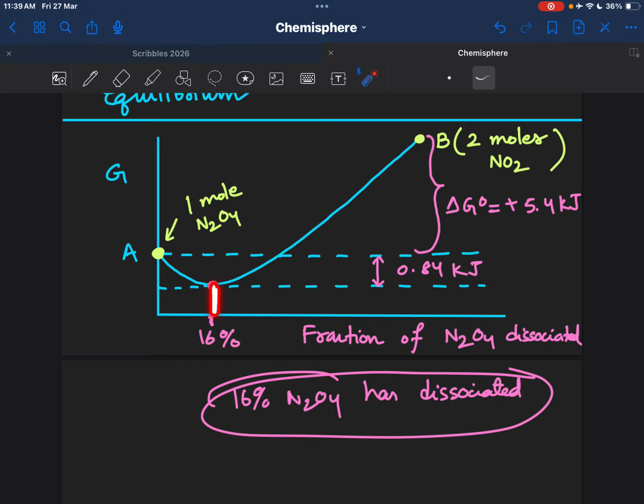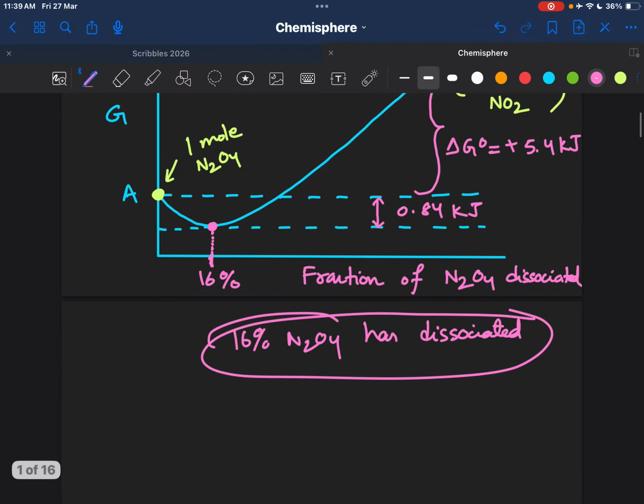Okay, so we start from A, 100% of A, but at equilibrium we end up with 16% of N2O4 getting dissociated. So this is the final destination. In delta R G naught, we are assuming that we start with this and we end here. No, that doesn't happen.